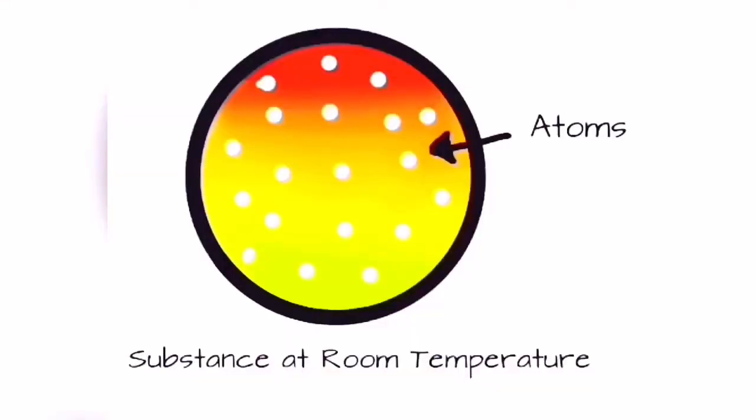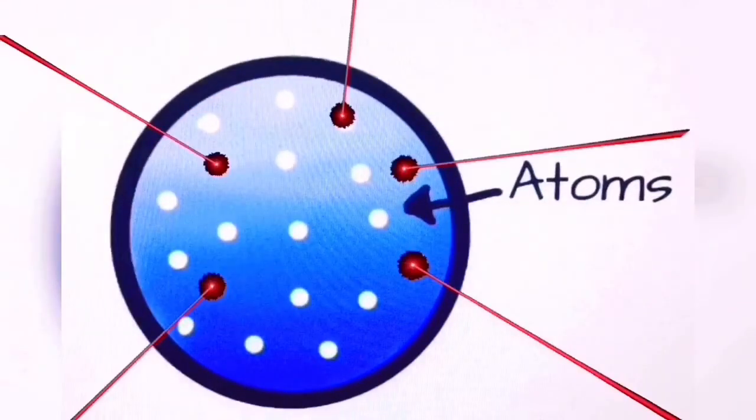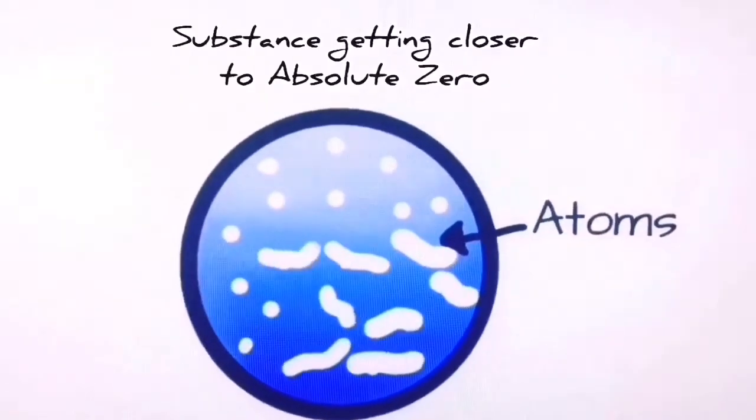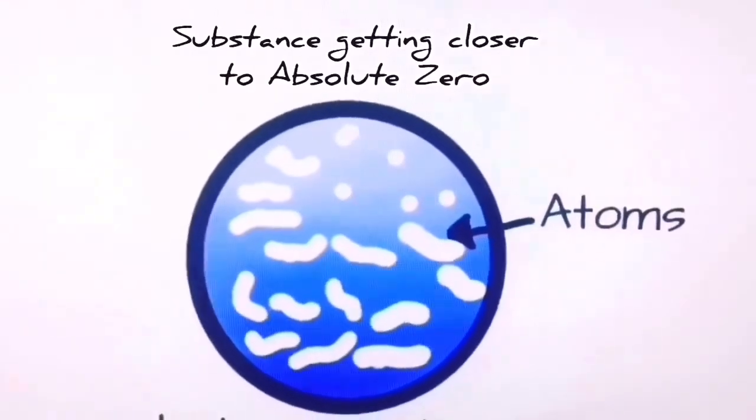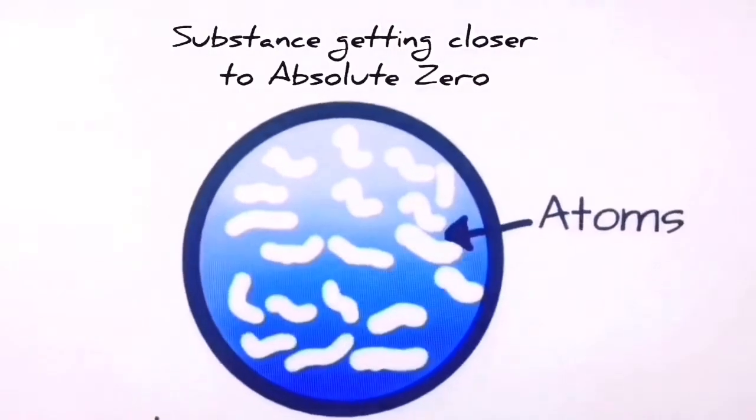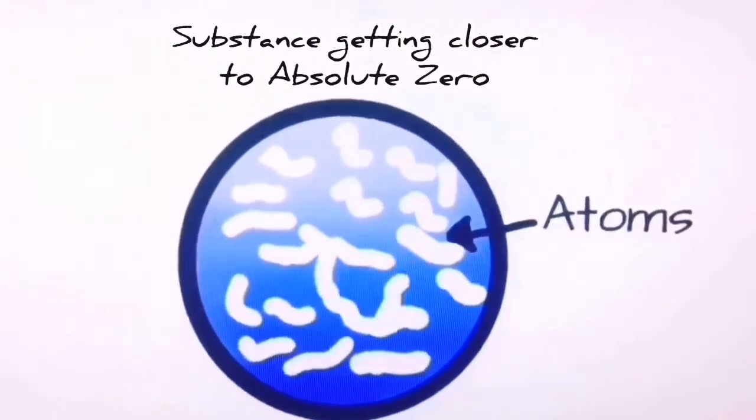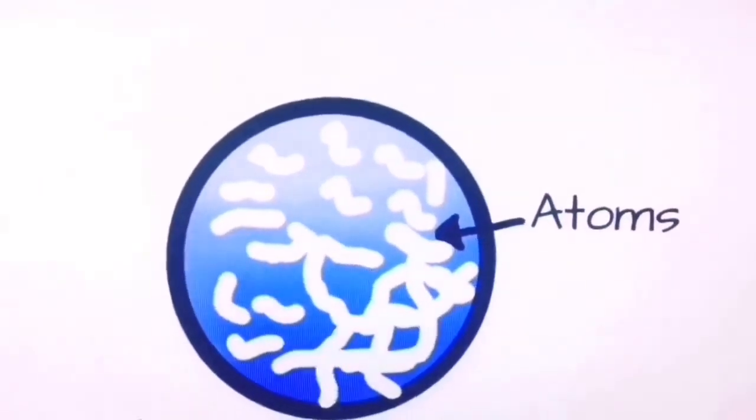Let's say that this is a substance at room temperature, and these white dots represent atoms. Now when these atoms are cooled to extremely low temperatures with high precision lasers, they start to show wave-like properties. As the temperature gets closer and closer to absolute zero, the atoms or wave packets get longer and longer until they start to overlap each other.